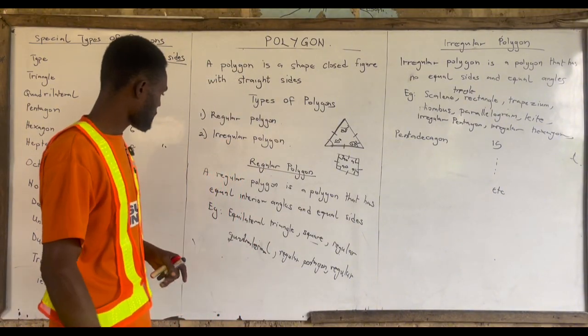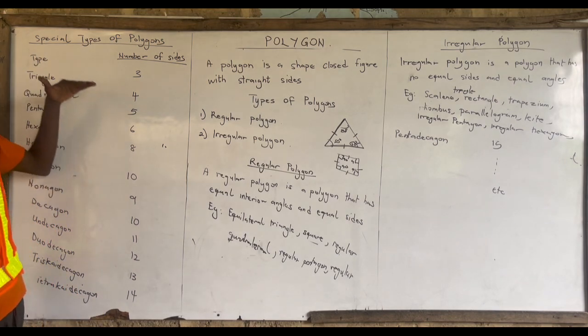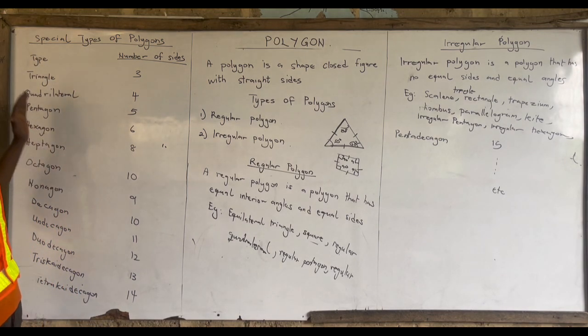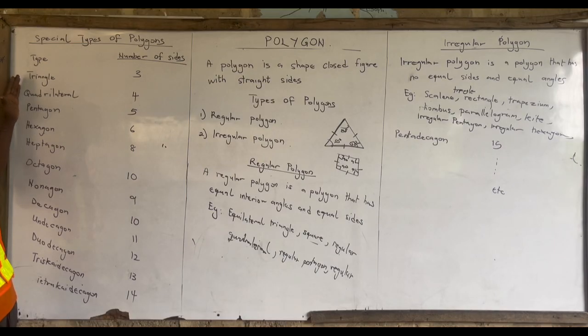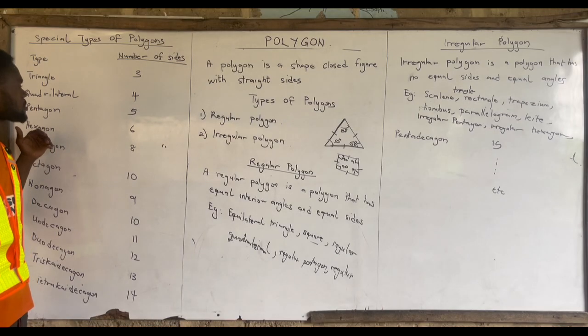Okay, so these are special types of polygons and we are going to solve them. It can be regular or irregular, but most of the questions will be based on regular polygons.